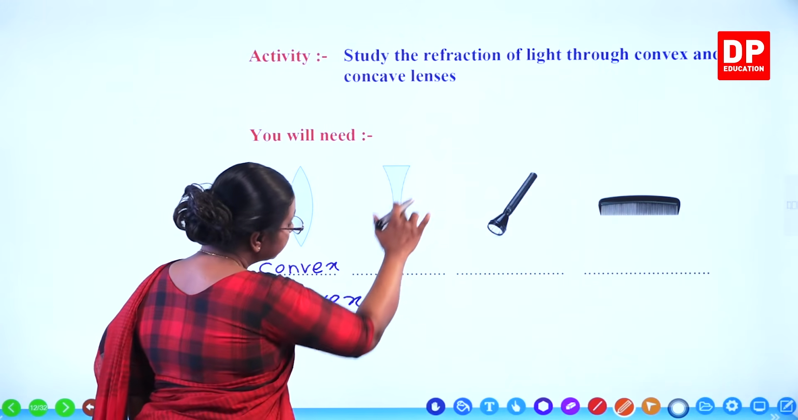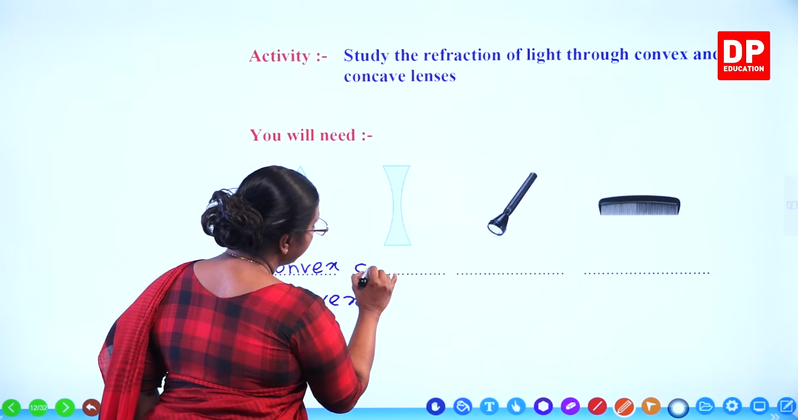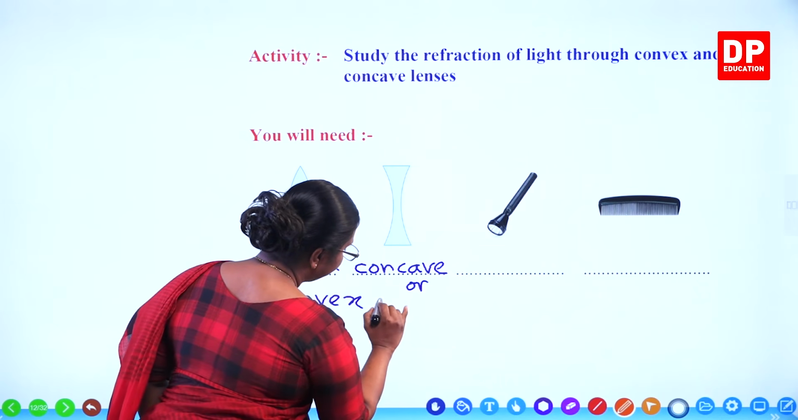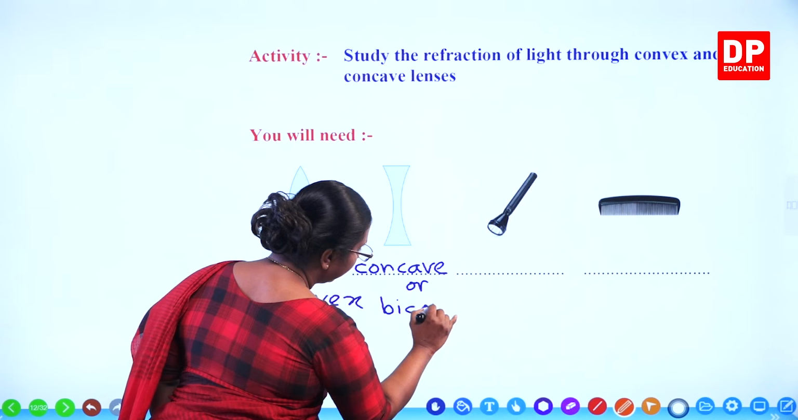If the surface is curved inwards, it's a concave lens, or again we can say biconcave lens.